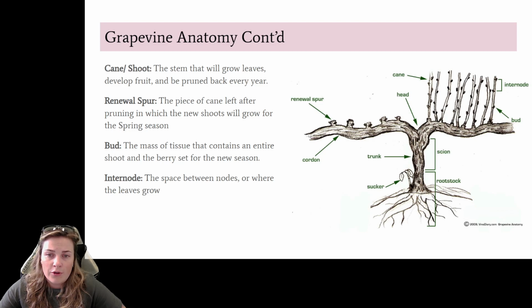Then we have our renewal spurs. So after winter, when we prune, what's left behind is a renewal spur. It's called that because these buds will grow and be the new shoots and canes the following season. This is our renewal spur that's left behind.